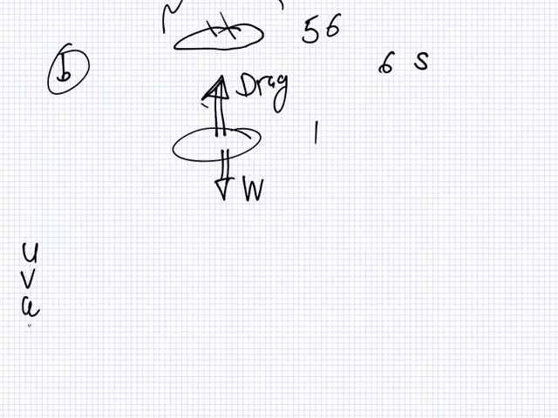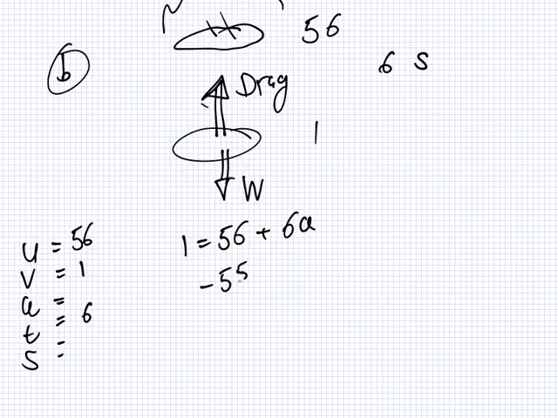U, V, A, T, S. U is 56, V is 1, A is what we want, and T is 6. So what will we go with? The same again. V equals U plus AT. So what's that? Minus 55 over 6. Okay, I'll just leave it like this because I'm lazy. A is minus 55 over 6.